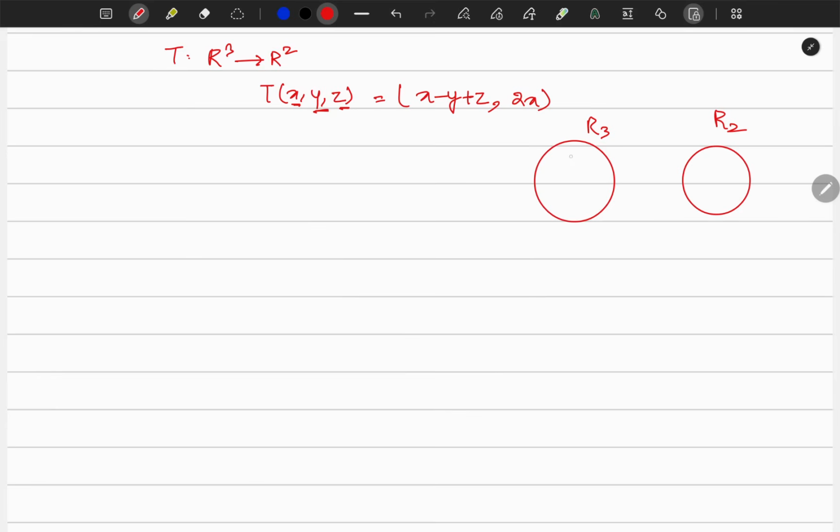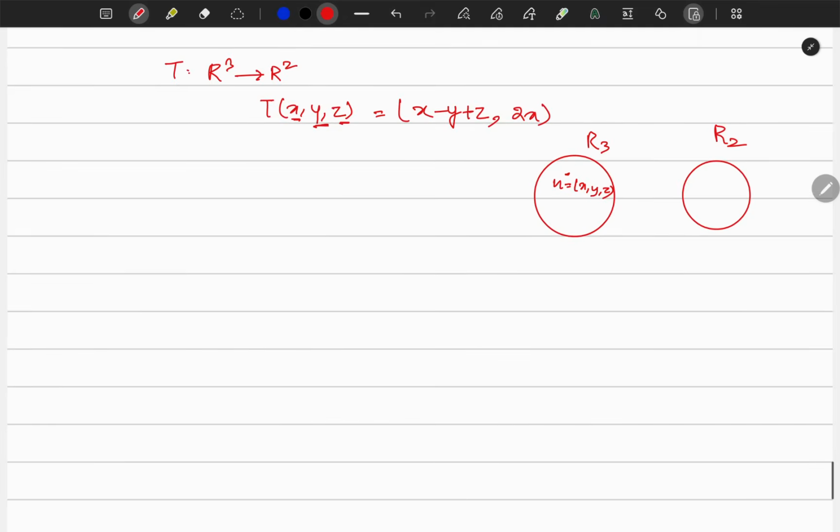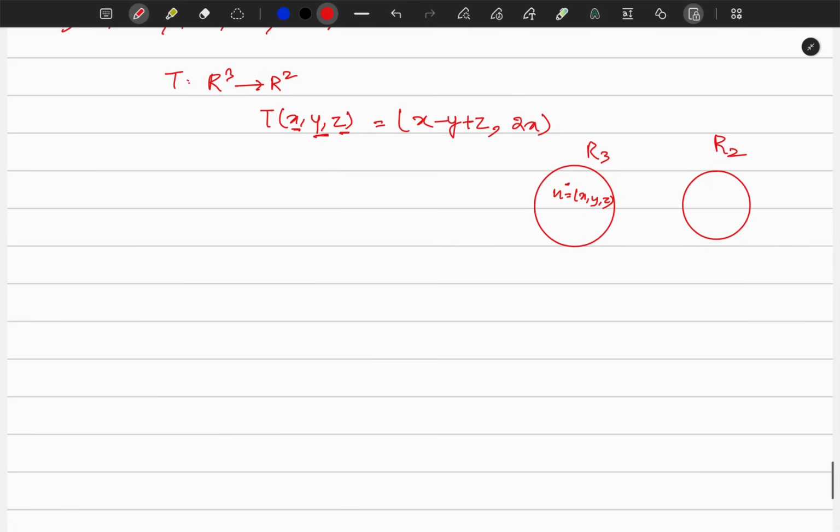Here any vector will be in the form of (x, y, z). It has 3 coordinates. So T is working in this way: x minus y. It is actually first subtracting the 2 coordinates, then adding the third coordinate, and taking 2 times the first coordinate. So you have to check whether it is a linear transformation or not.